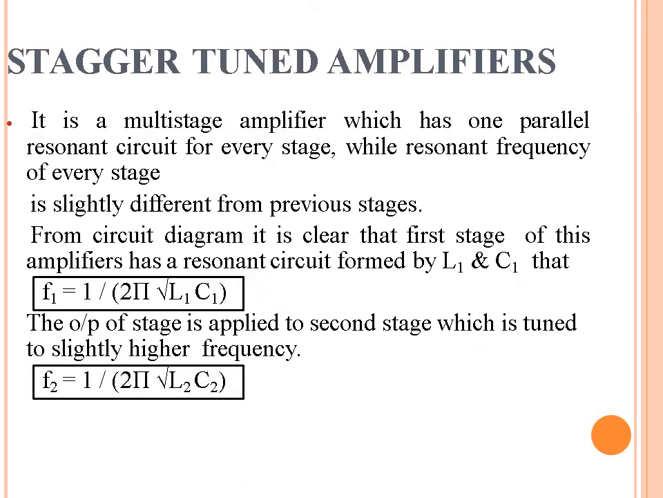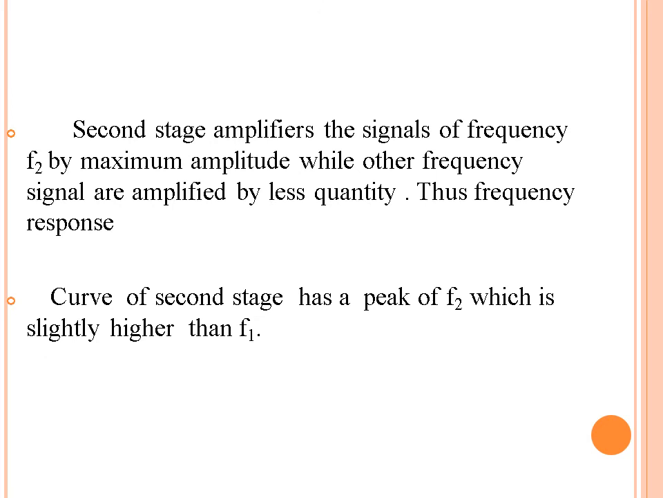Next we are going to see the staggered tuned amplifier, which is the third type of small signal amplifier. It is a multi-stage amplifier which has one parallel resonance circuit for every stage, while the resonant frequency of every stage is slightly different from the previous stage. From the circuit diagram it is clear that the first stage of this amplifier has a resonant circuit formed by L1 and C1 and their corresponding frequency is given. The output of this stage is applied to a second stage which is tuned to a slightly higher frequency, and their corresponding frequency is given here.